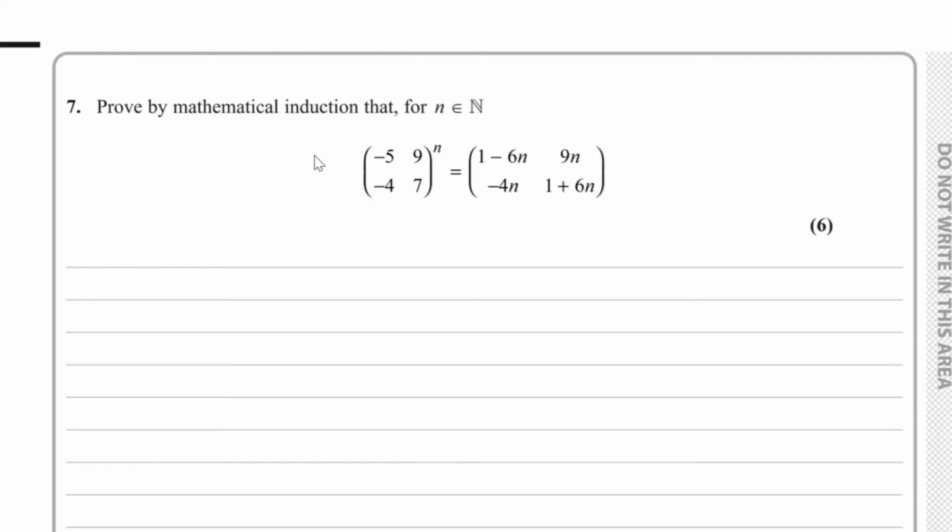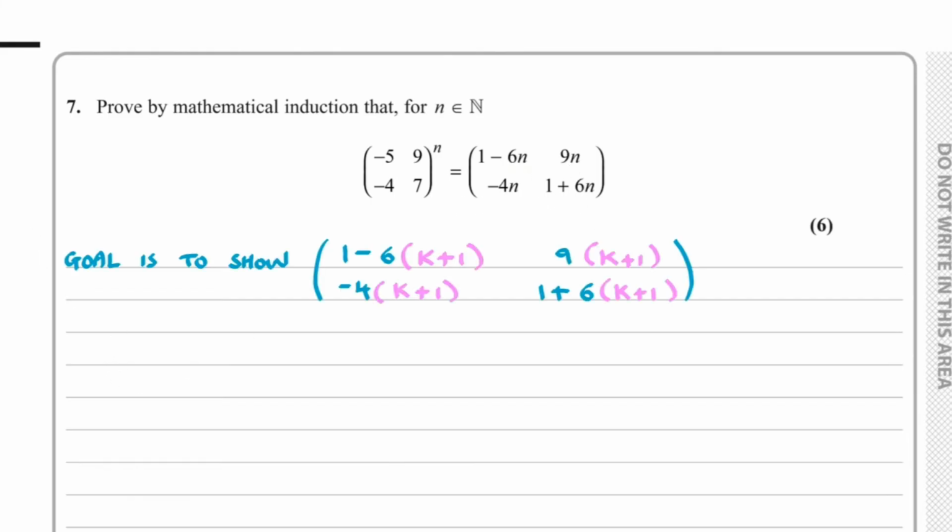Question number 7. We want to prove by mathematical induction that for n belonging to the set of natural numbers, the matrix with entries minus 5, 9, minus 4, 7 to the n equals the matrix with entries 1 minus 6n, minus 4n, 9n, and 1 plus 6n. Now, we want to ultimately replace n with k plus 1. So, we want to somehow show that 1 minus 6 times k plus 1, minus 4 times k plus 1, and 9 times k plus 1, and 1 plus 6 times k plus 1 is what we end up with.